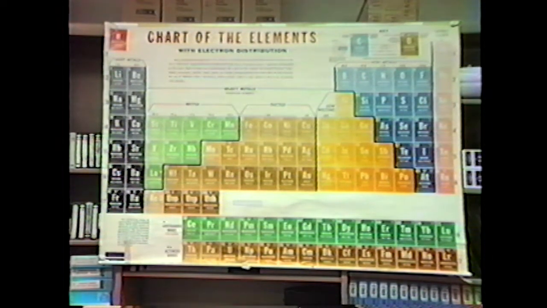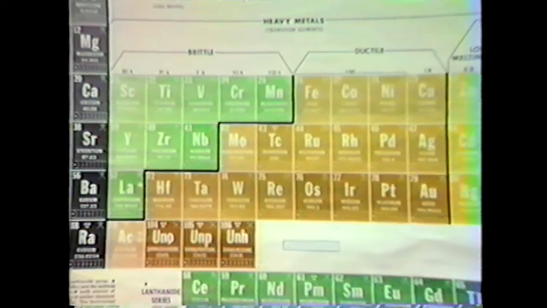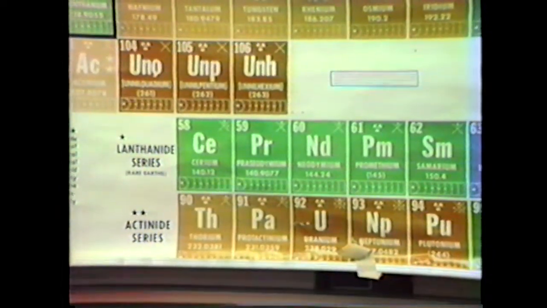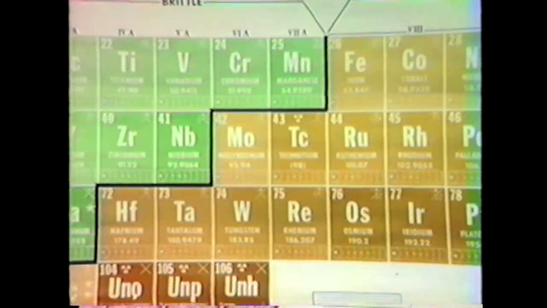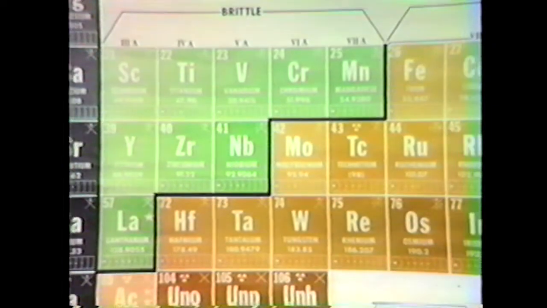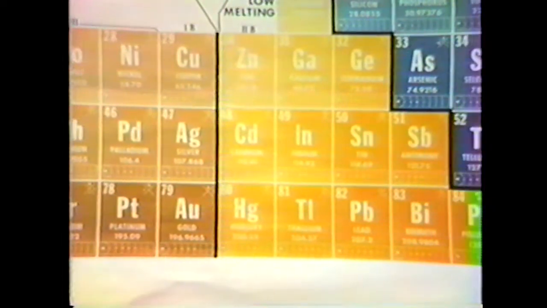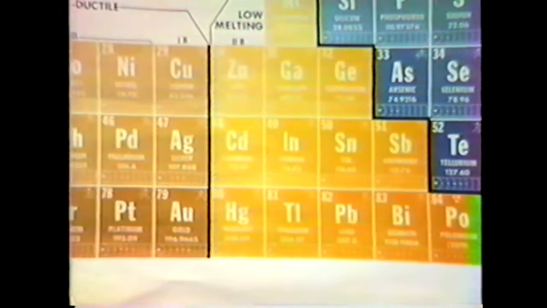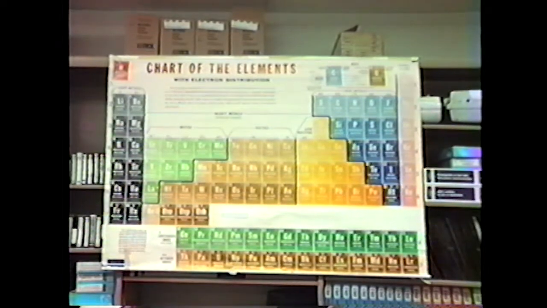Now back to the trends. Each vertical row is called a family or group. Each group going across are called series. There are 8 groups of elements, each with specific properties for the group.